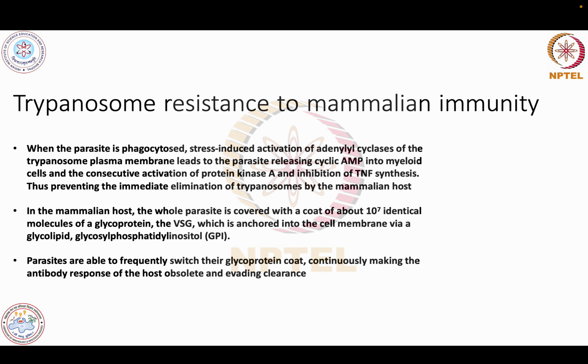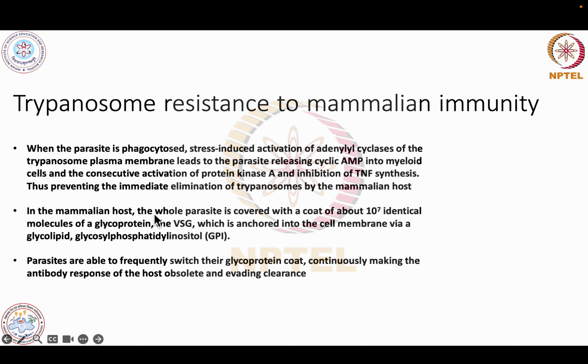Trypanosoma resistance to mammalian immunity. When the parasite is phagocytosed, stress-induced activation of adenyl cyclase of the trypanosome plasma membrane leads to the parasite releasing cyclic AMP into myeloid cells and the consecutive activation of protein kinase A and inhibition of TNF synthesis, thus preventing the immediate elimination of trypanosomes by the mammalian host.